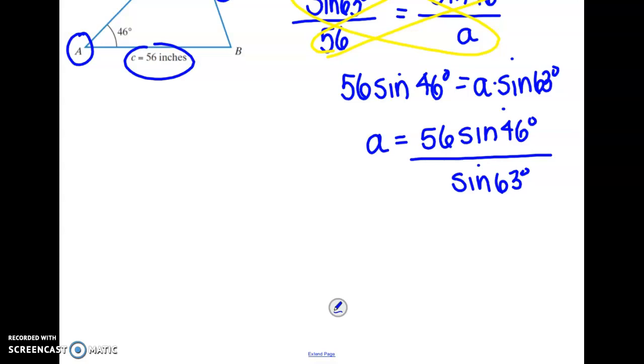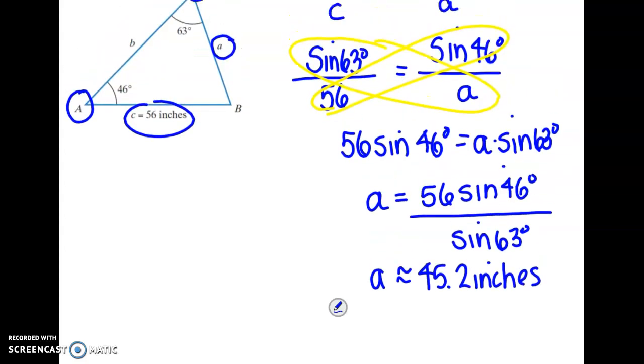Now, the rest is going to be done with our calculator. We're going to type this in. Just make sure when you're using your graphing calculators or your scientific calculators that they are in degree mode. And when you're done, you're going to get a length of 45.2 inches. My suggestion is that you label that now on your triangle: 45.2 inches. Okay, so there's our first missing item.